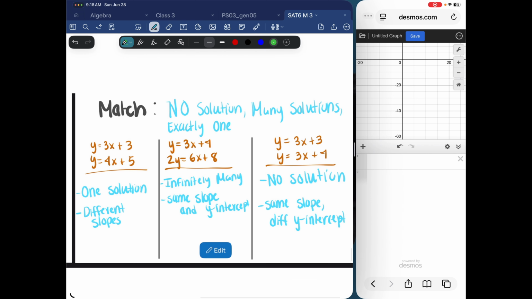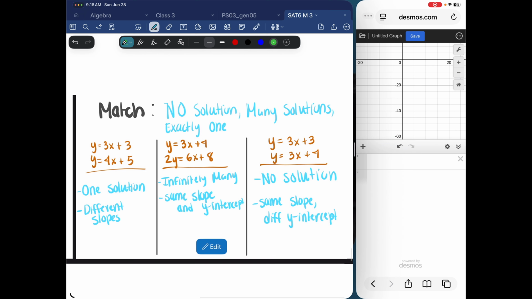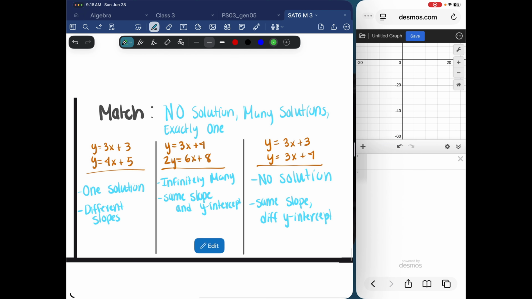The first thing I think is good to know is what it means when a system of equations has no solution, many solutions, and exactly one solution. When it's one solution, that just means the equations have different slopes and they cross at one intersection. When it's many solutions, that means you have the same slope and the same y-intercept. No solution means they have the same slope but different y-intercepts.